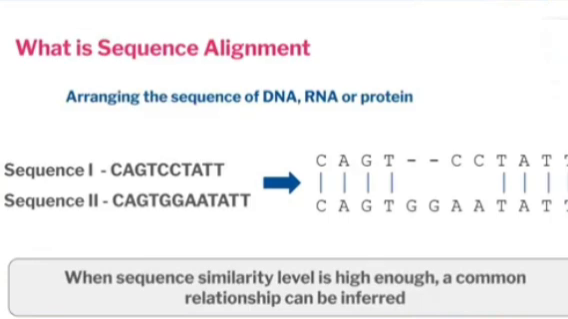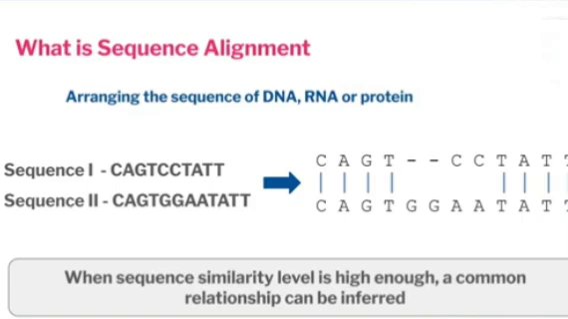As I said, DNA, RNA, and proteins all have a stretch or sequence of their building blocks, either bases or amino acids. Based on the arrangement of these bases or amino acids, much information can be inferred. One way to understand these sequences is sequence alignment. Alignment is a process of comparing a known stretch of DNA or protein with another to check how similar the two sequences are. Based on the similarity level, a common relationship can be inferred.